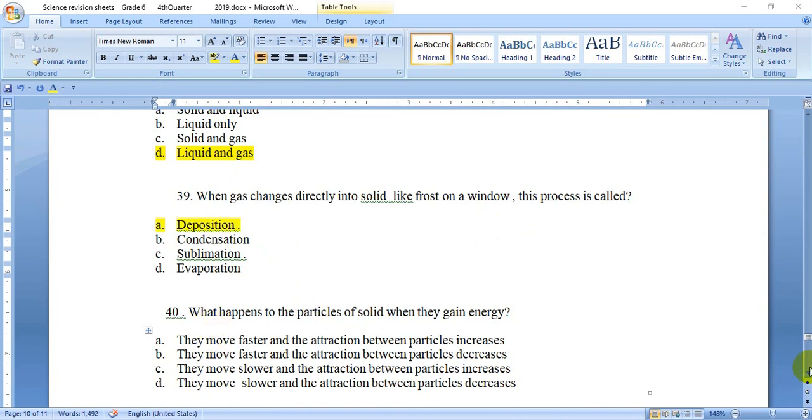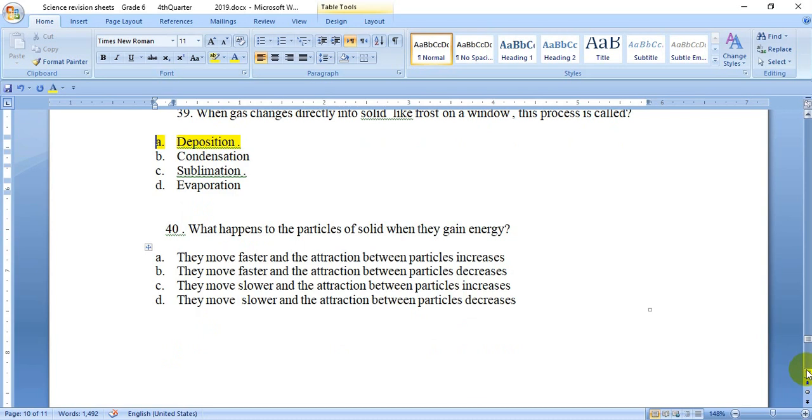Last question, question 40. What happens to the particles of a solid when they gain energy? When solid particles gain energy, they move faster and the attraction between particles decreases. They don't have as much attraction between them anymore. It decreases until they change into liquid and then gas.